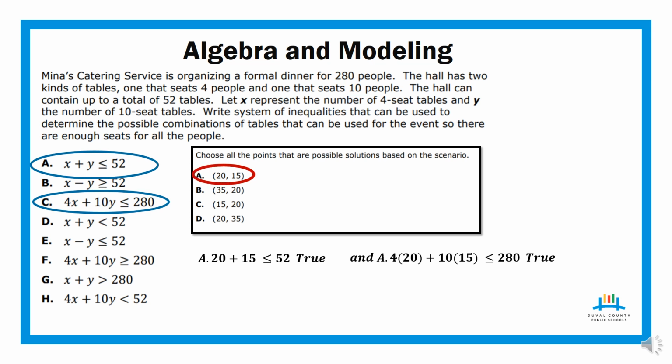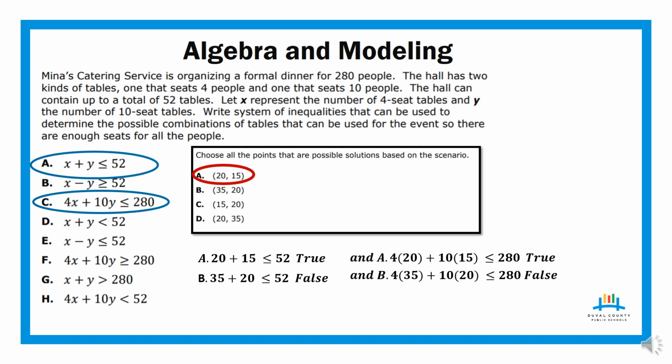Now let's test answer choice B. Substituting in a 35 for x and a 20 for y into the first inequality determines that this point is not valid because 35 plus 20 is 55, which is more than the allowable 52 tables. You can test the point with the second inequality, but since the first inequality is false, it's not necessary. Should you decide to test the point, in the second inequality, you would find that 4 times 35, which is 140, plus 10 times 20, which is 200, would be 340, which is more than the maximum of 280, so the point makes the inequality false.